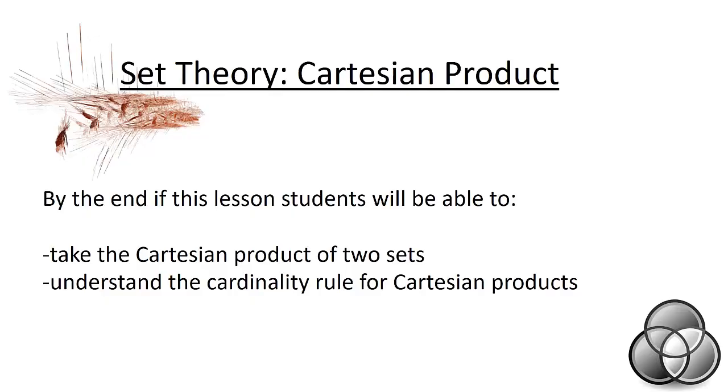In this lesson, we will look at one final operation we can do with sets called the Cartesian product. The Cartesian product is interesting in that it is somehow related to cardinality and multiplication.